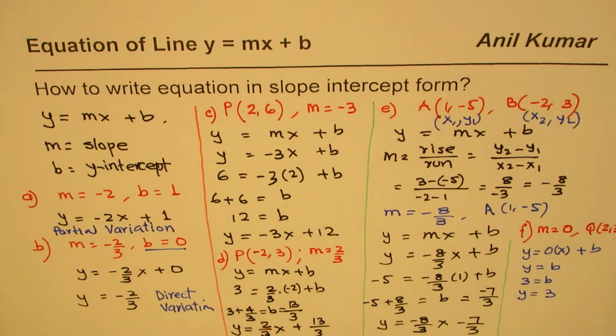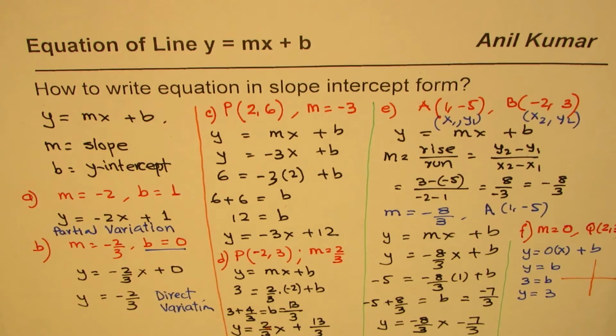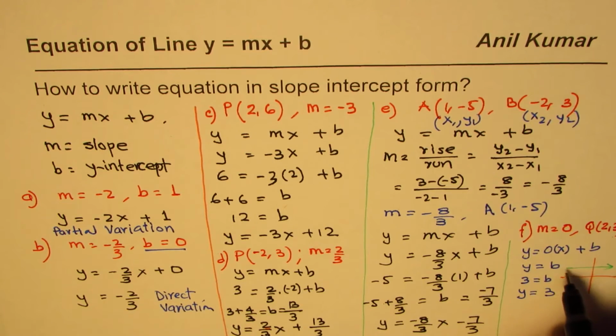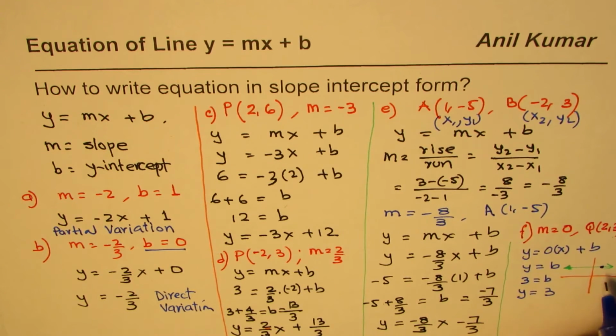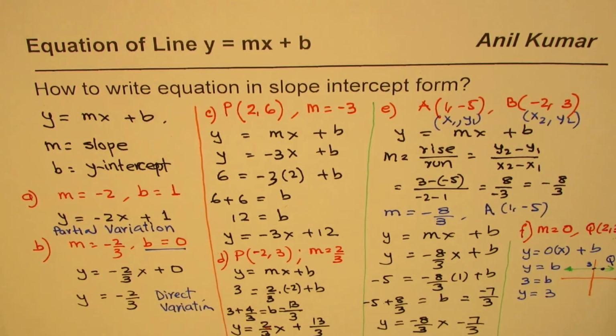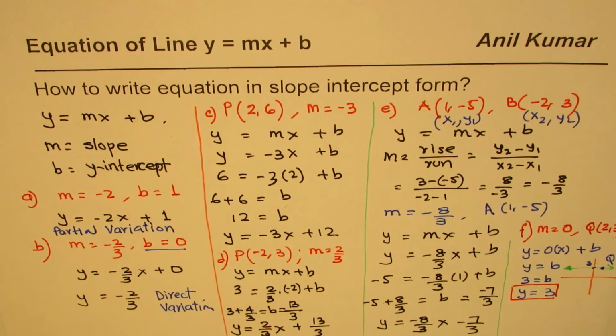So that is a horizontal line. Let me sketch one here. So basically it means that the line is kind of like this, a horizontal line. A horizontal line has a zero slope, and whatever point is (2, 3), let's say this is the point which is (2, 3), that's point Q. Since the y value is 3, the y-intercept has to be 3. So that's how we get y equals 3 when the slope is 0, right?